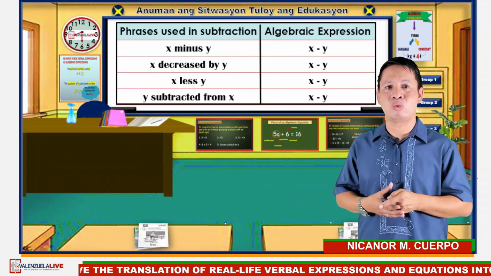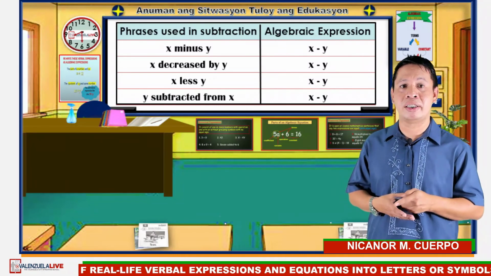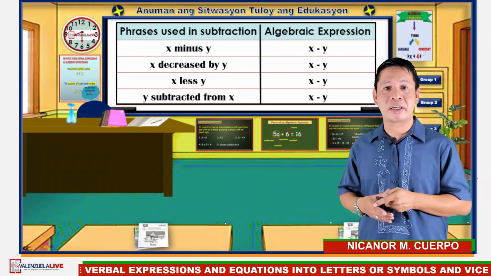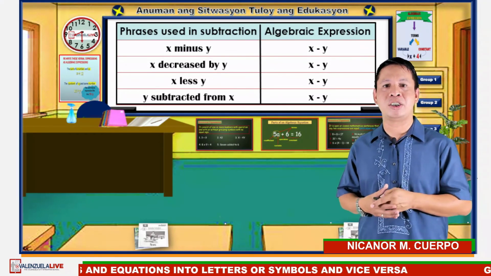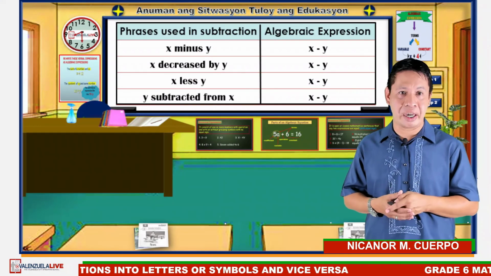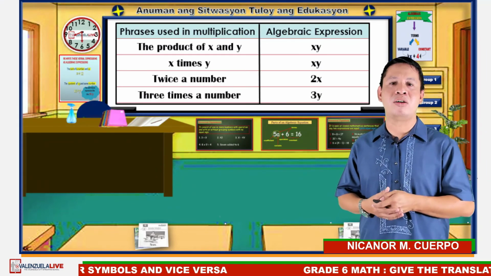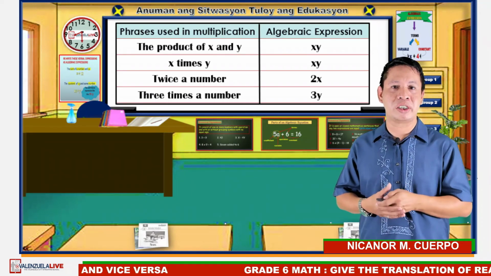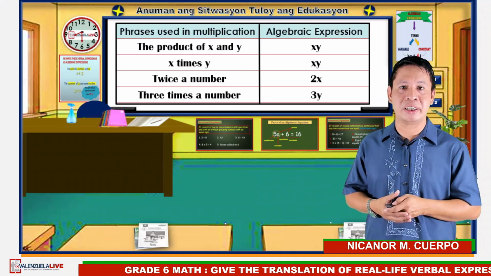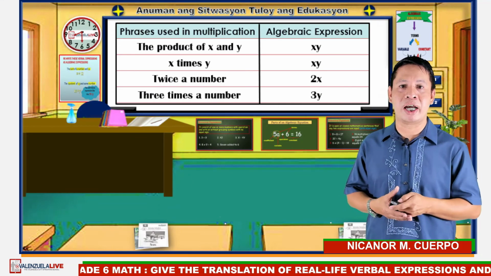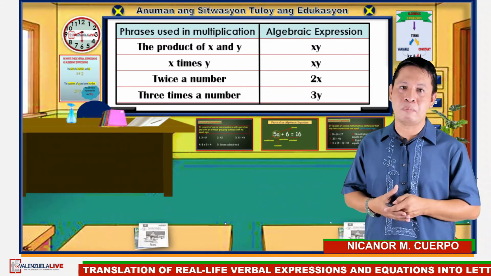So x minus y, that is x minus y. X decreased by y, that is x minus y. X less than y or x less y, that is x minus y. And y subtracted from x, that is x minus y. Please also remember the phrases used in multiplication, such as the product of x and y, x times y, twice a number, 3 times a number.